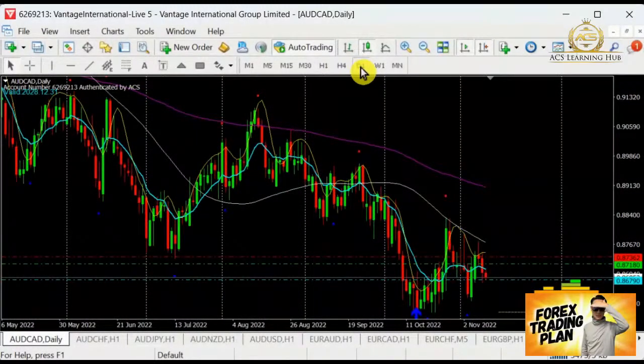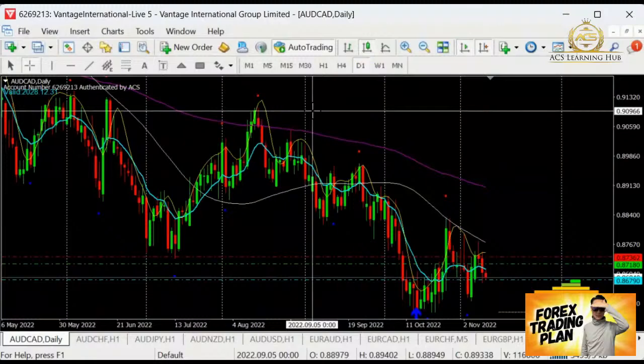Yes, let's start off with Aussie CAD because yesterday with Aussie CAD we were actually looking out for selling. Am I right? Yes, Aussie CAD yesterday did sell. So some of you have actually managed to capture the pips. Okay, that's good. Then once again, right now, let me read the chart, the trend first.